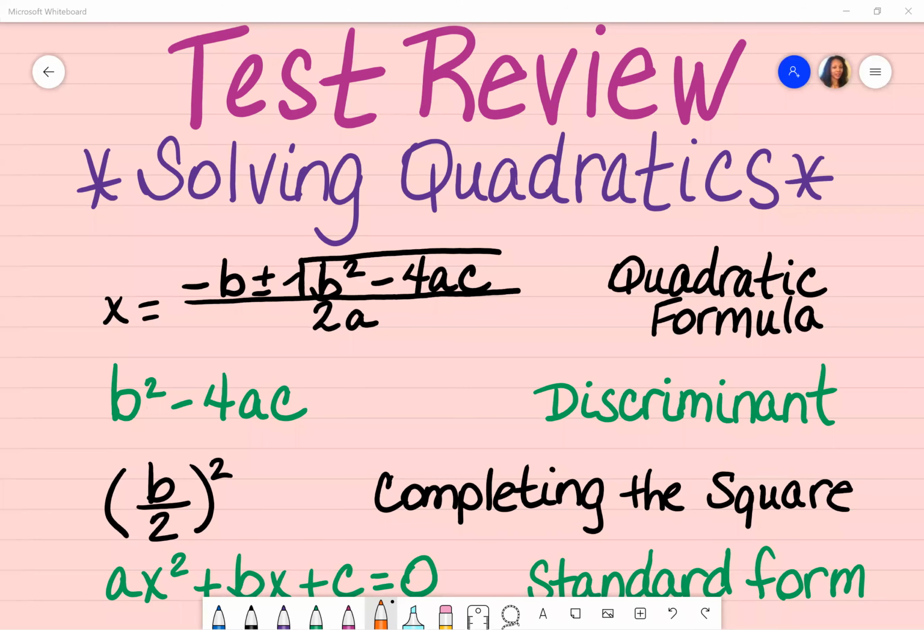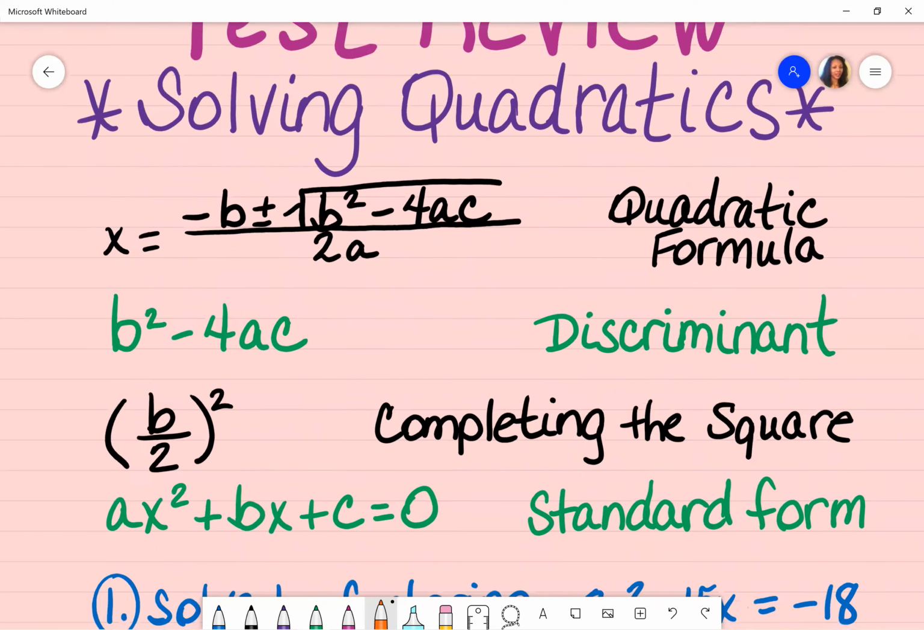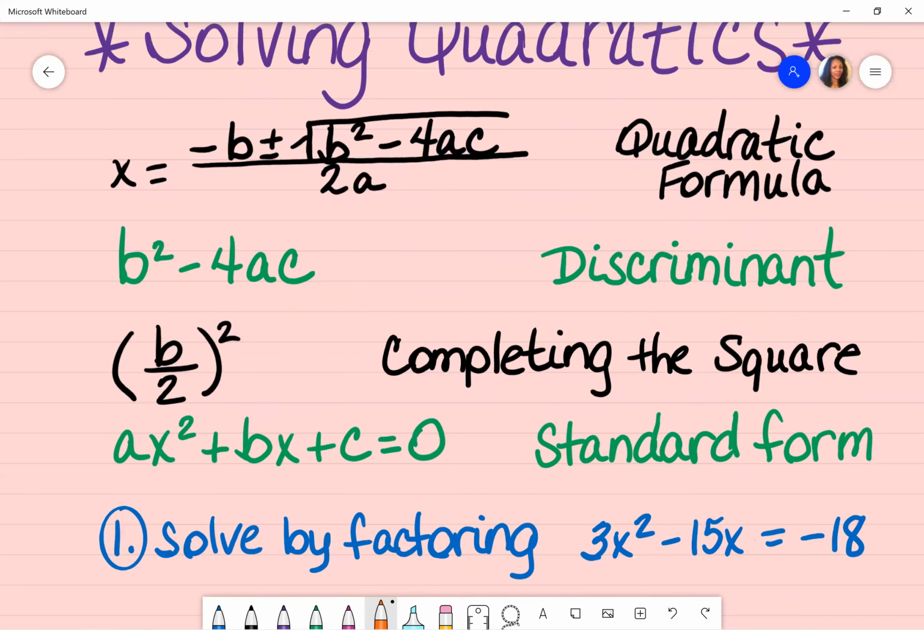This week, we will have a test on solving quadratics. So this is your test review video. I am showing your quadratic formula, your discriminant, which is the part that's under the radical on your quadratic formula, the completing the square formula, which is b divided by 2. Take that answer and then square it.